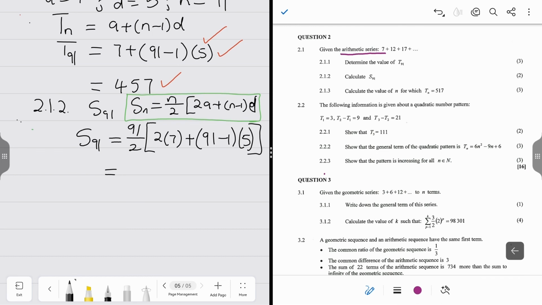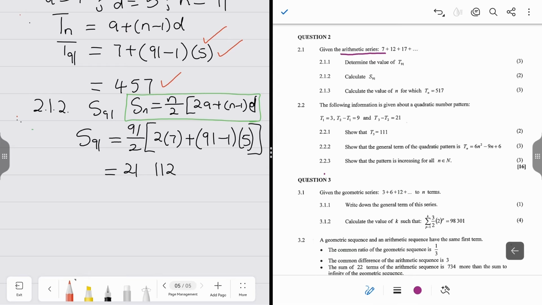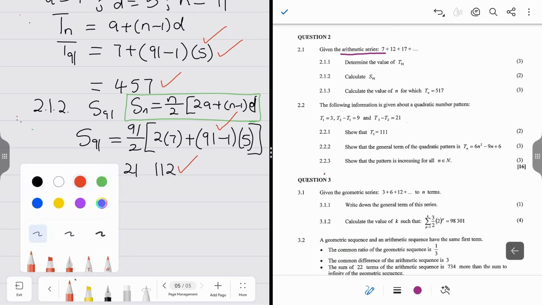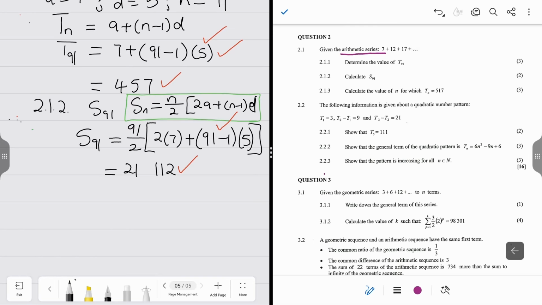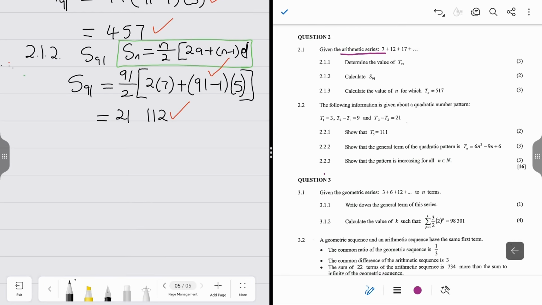In this case, it's going to be 21,112. All right, so that is how you get to the answer. In that context, when they mark, they're going to give you 1 mark for substitution and 1 mark for the answer. We do not give marks for formulas because the formula sheet or information sheet has been provided to you. So you need to know which formula to use and when. That is why they are not giving you marks for that.